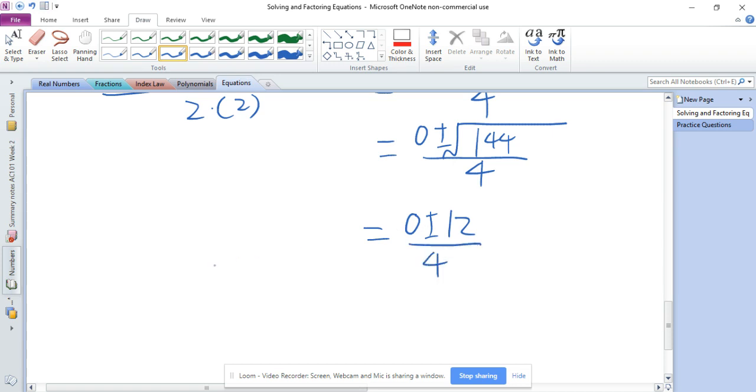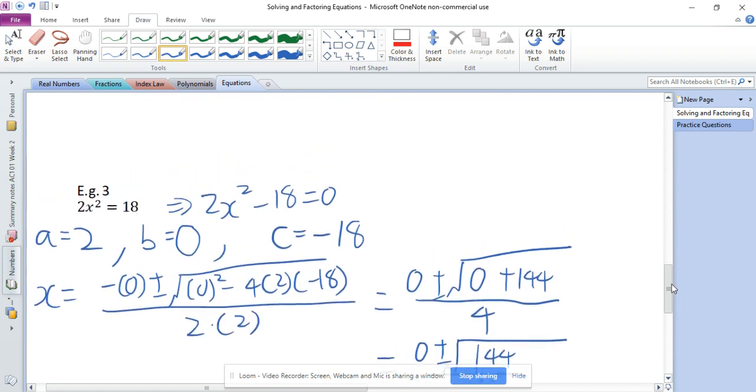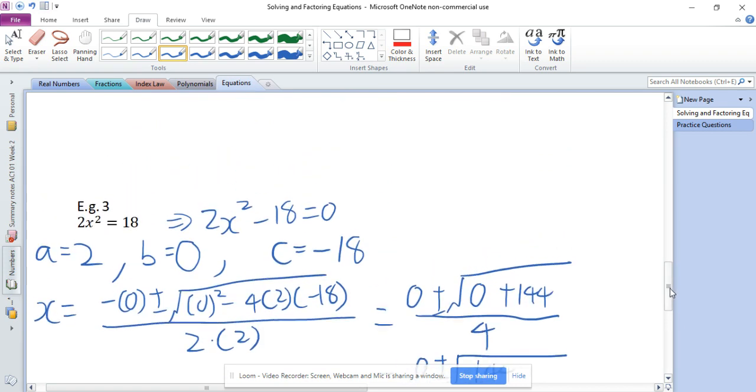And I have two solutions. The first one is using plus, and the second solution is using subtract. 0 plus 12 is 12, so here is 3, or x is equal to minus 12, divided by 4, which is minus 3. Okay.